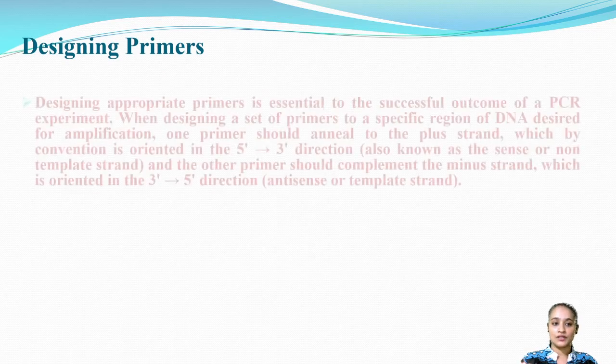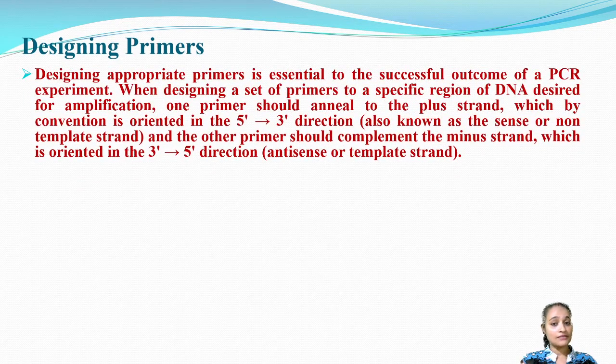So designing appropriate primers is very essential to the successful outcome of a PCR experiment. When designing a set of primers to a specific region of DNA which is desired for amplification, one primer should anneal to the plus strand, which by convention is oriented in the 5' to 3' direction, which we also call the sense or non-template strand. So remember, the 5' to 3' direction is also known as the sense or non-template strand. And the other primer should complement the minus strand, which is oriented in the 3' to 5' direction, that is the antisense or template strand.